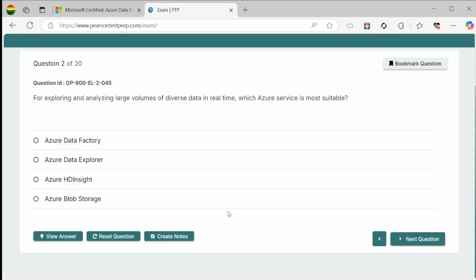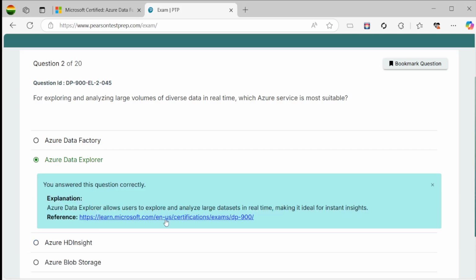Question 2. For exploring and analyzing large volumes of diverse data in real time, which Azure service is most suitable? Data Factory, Data Explorer, HD Insight, or Blob Storage? The key to this question is large volumes of real-time data. Real-time data might make you think HD Insight, but that would be referring to storage. Data Factory is for building pipelines. So the answer to this is Data Explorer.